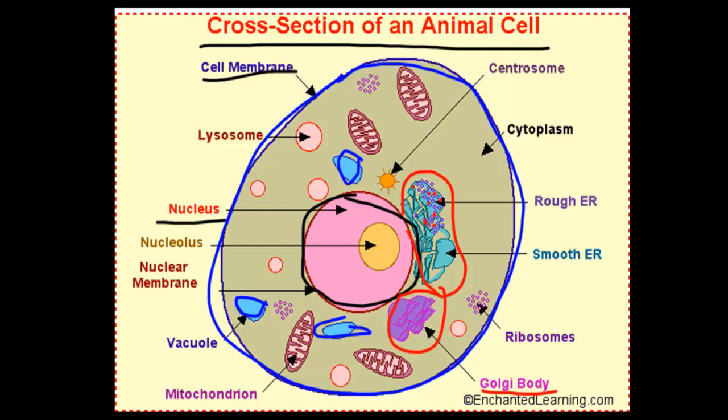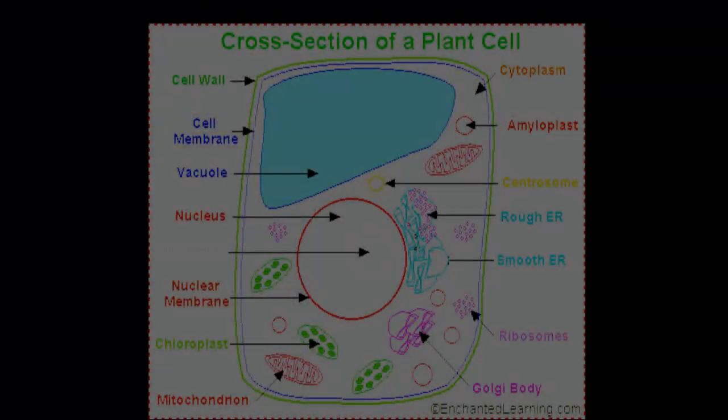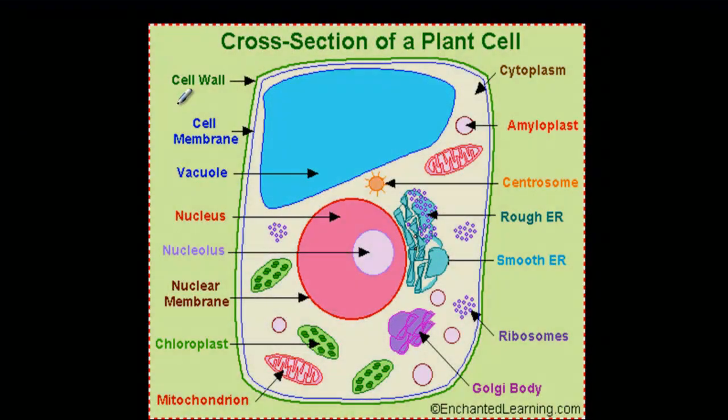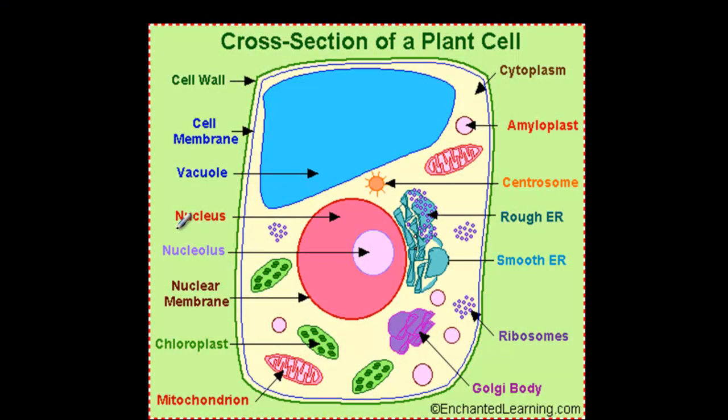Now we're going to look at the plant cell next. We're going to get the green marker out here. Now we can see a lot of the same similar organelles. We've got the nucleus, the cell membrane, vacuoles. There are some differences though.